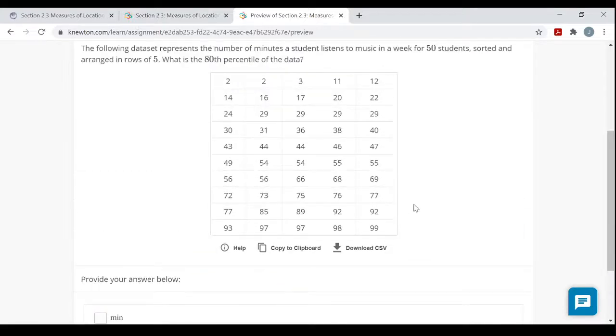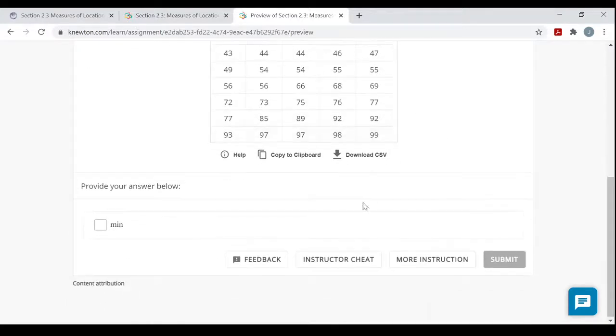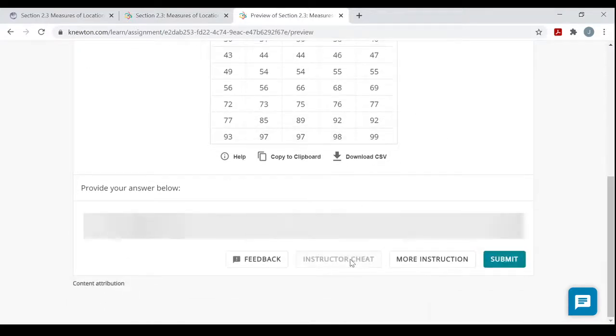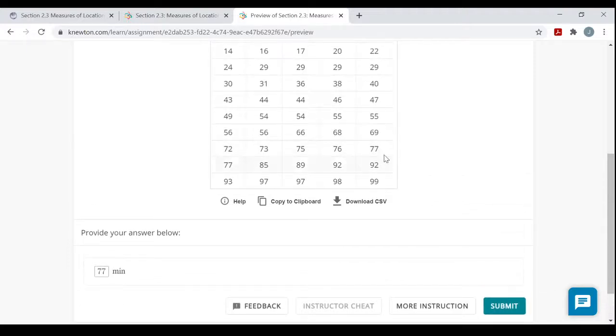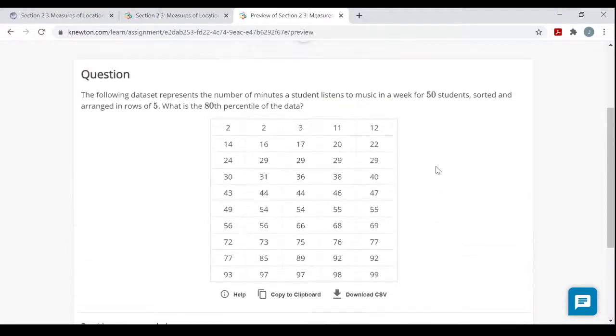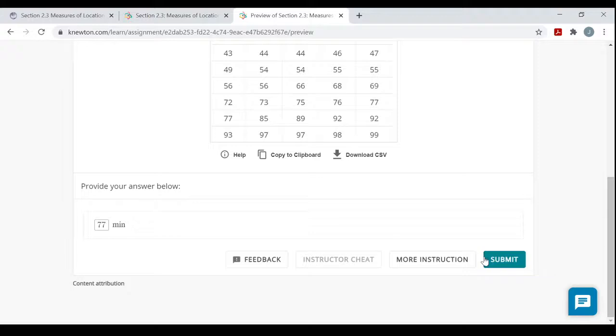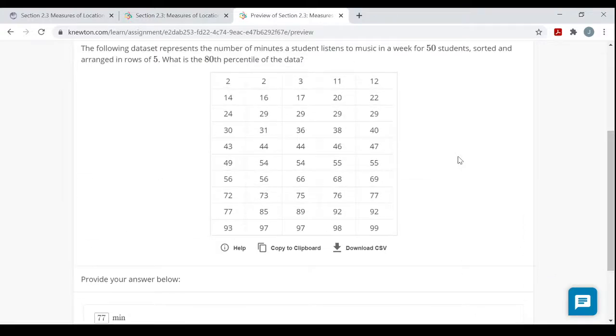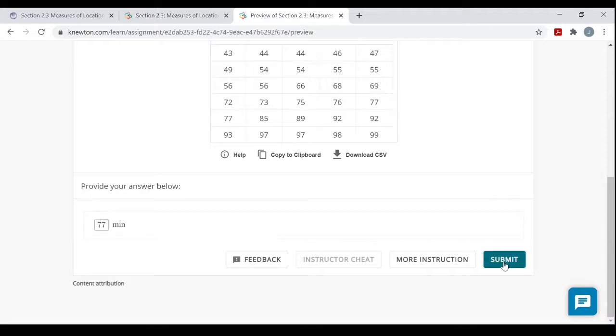If you were to do this, find the 80th percentile of these 50 values. It looks like it would be 77, right? Probably these two here. Take 80% of 50, or 80% of 51, right? Take 80 over 100 times 51, and then that'll give you positions to go to.